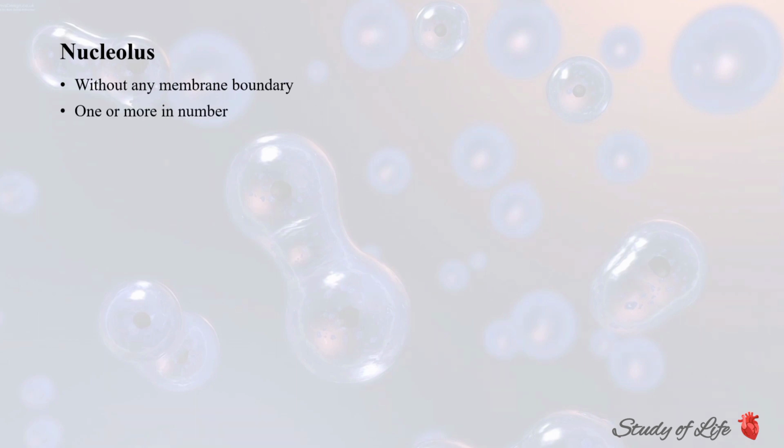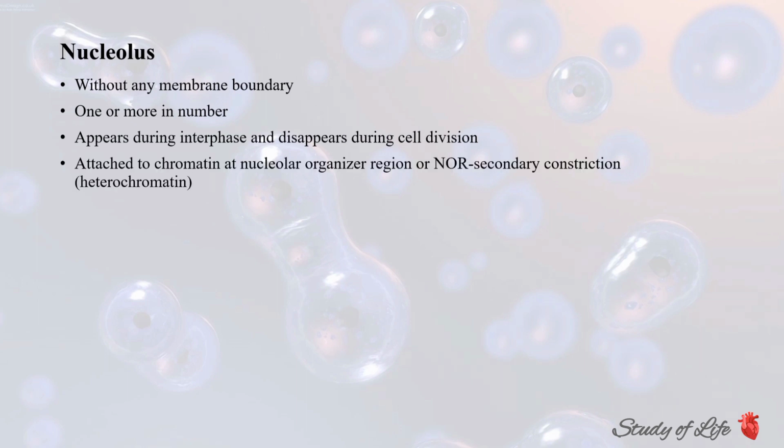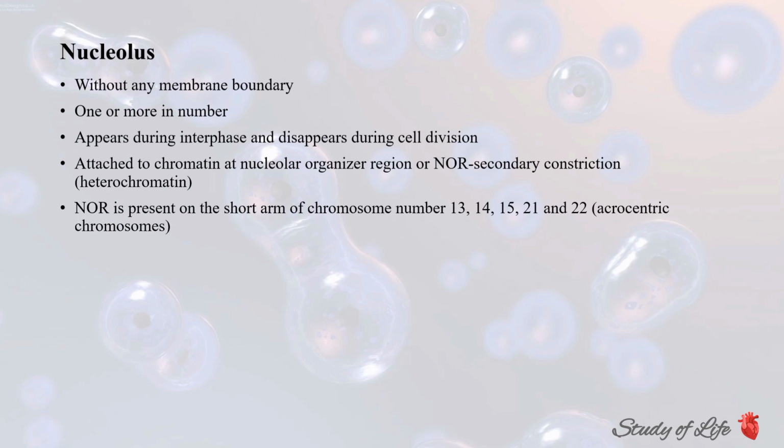Nucleolus may be one or more in number. It appears during interphase and disappears during cell division. Nucleolus is attached to chromatin at the nucleolar organizer region or NOR, secondary constriction, heterochromatin. NOR is present on the short arm of chromosome number 13, 14, 15, 21 and 22, the acrocentric chromosomes.